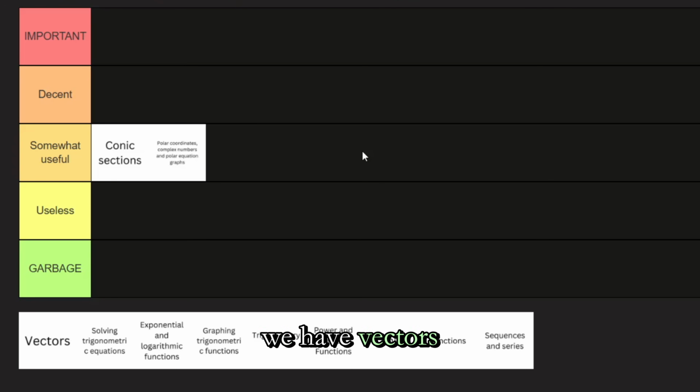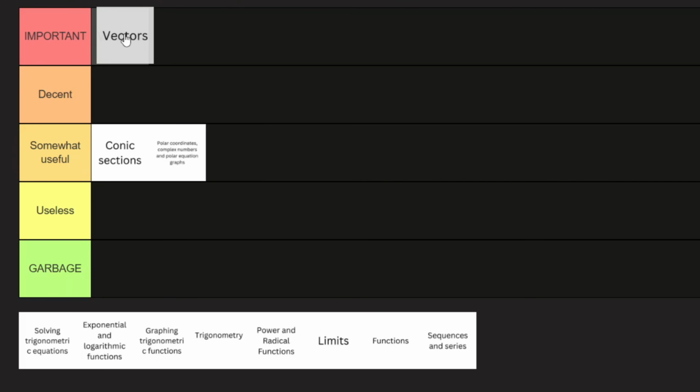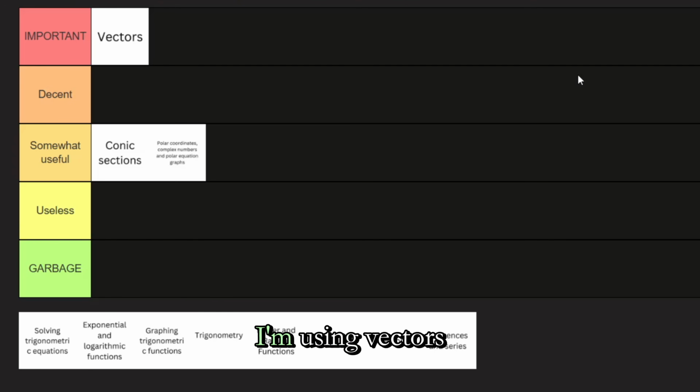Okay, next we have vectors, and I think vectors are very important, because you build off of them in calculus, and you also build off of them in AP Physics. Right now I'm using vectors in AP Physics. I'm not using them to the extent I used them in pre-calc, but I still think it's a very important unit that you should try to remember and learn. So I would say that's one of the most important units in pre-calculus.